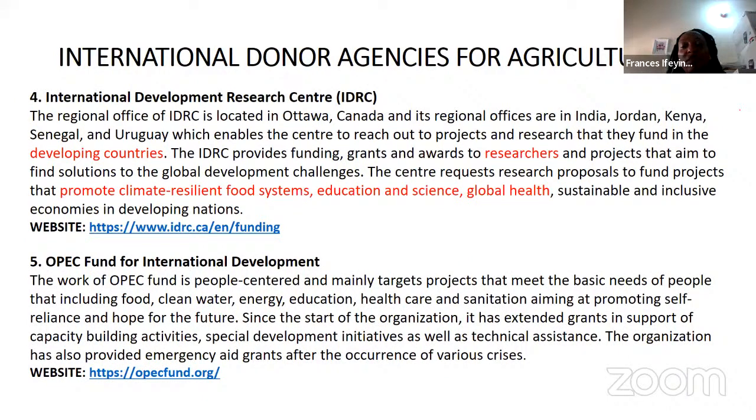It extends grants in support of capacity building activities, special development initiatives, as well as technical assistance. The organization has also provided emergency aid grants after occurrence of various crises.